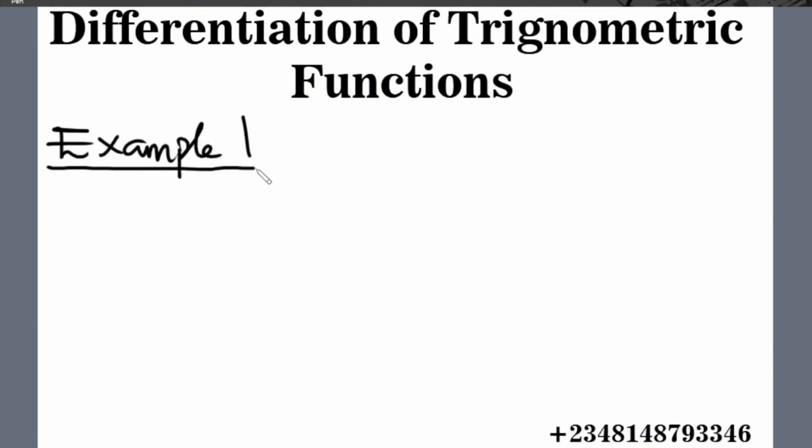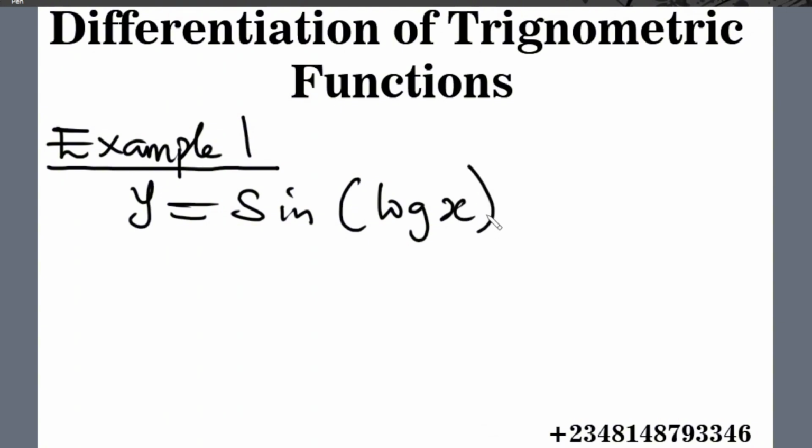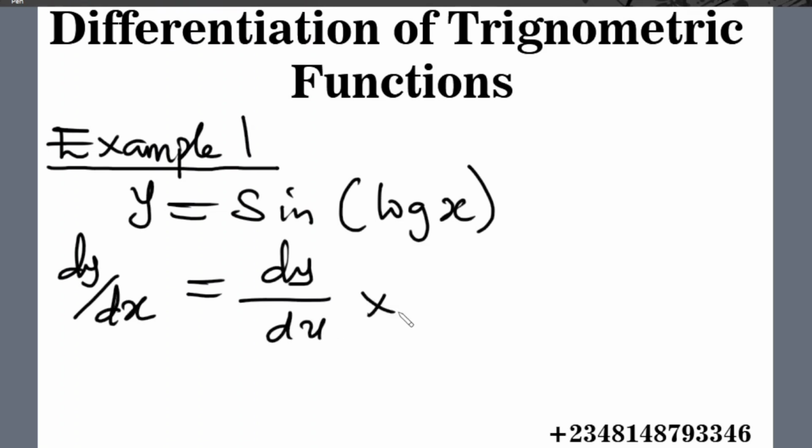Now let's take an example. Example 1. If y equals sine of log x, and we are asked to find dy over dx, how do we go about it? We will be using the chain rule to solve this problem. The formula for the chain rule is dy over dx equals dy over du multiplied by du over dx. So we have y.